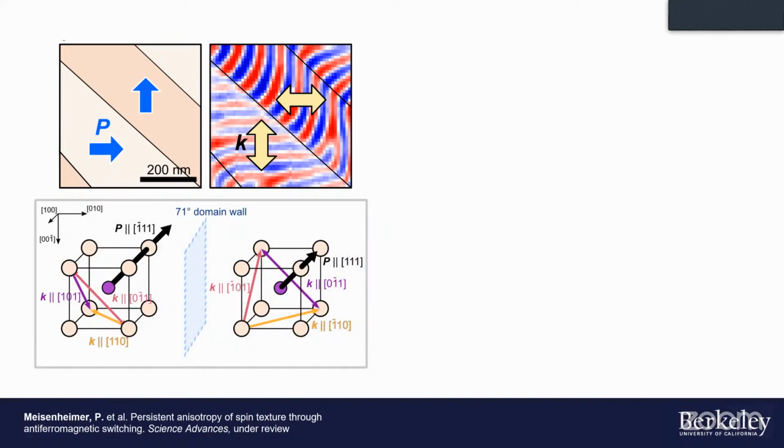Now, this happens because as our polarization changes, if we draw our purple, our red, our yellow propagation vectors of the cycloid, so we go across our 71-degree ferroelectric domain wall, you can see that all of these propagation vectors are different, right? The yellow changes by 90 degrees, this one changes by 90 degrees.